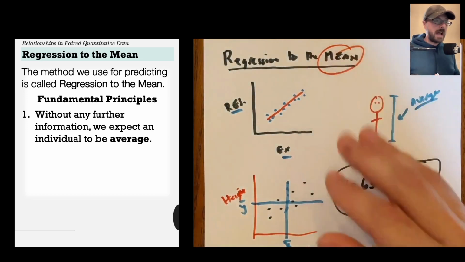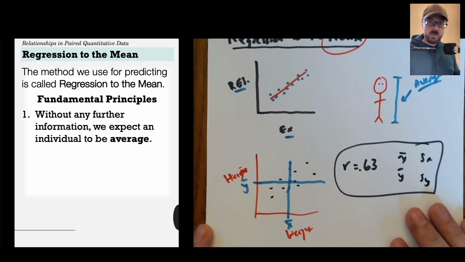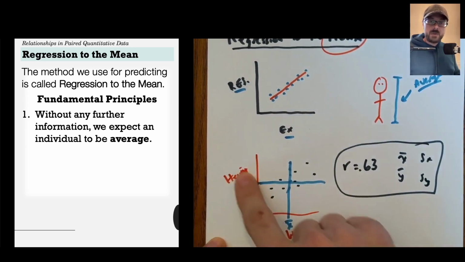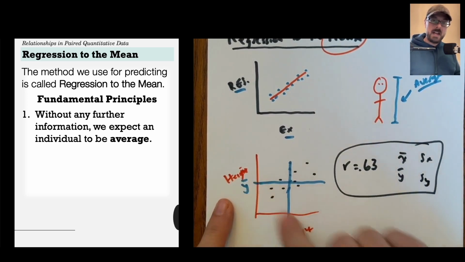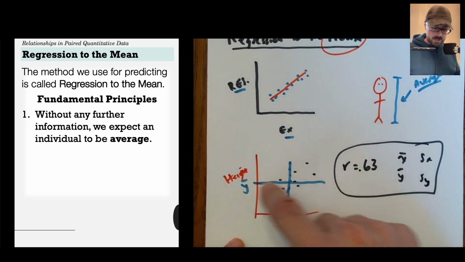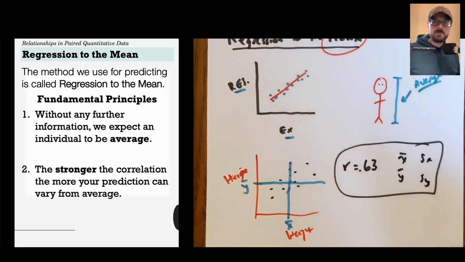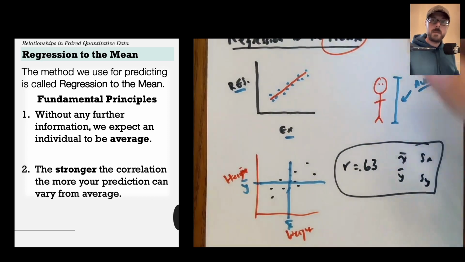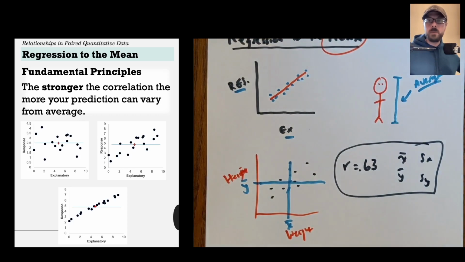Now, sometimes I'm willing to guess something other than average. Supposing there was a second variable and I knew that some type of association existed between my response, say height, and another variable. Well, I'd be willing to depart from my guess of average based on the other variable, so long as that association was pretty strong. So the stronger the correlation, the more your prediction can vary from average.